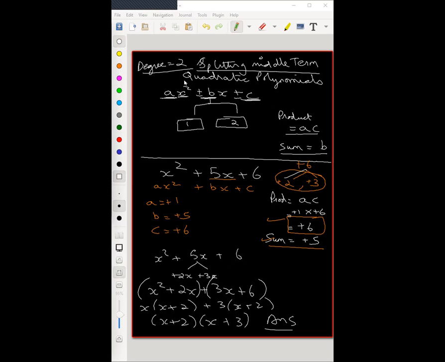Splitting the middle term, factorizing quadratic expressions is very, very important. It's going to stay till the time you're doing algebra, till you're doing maths.